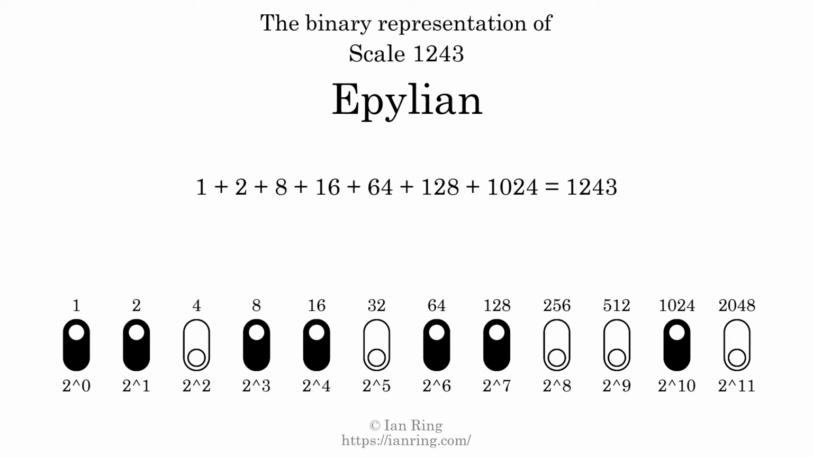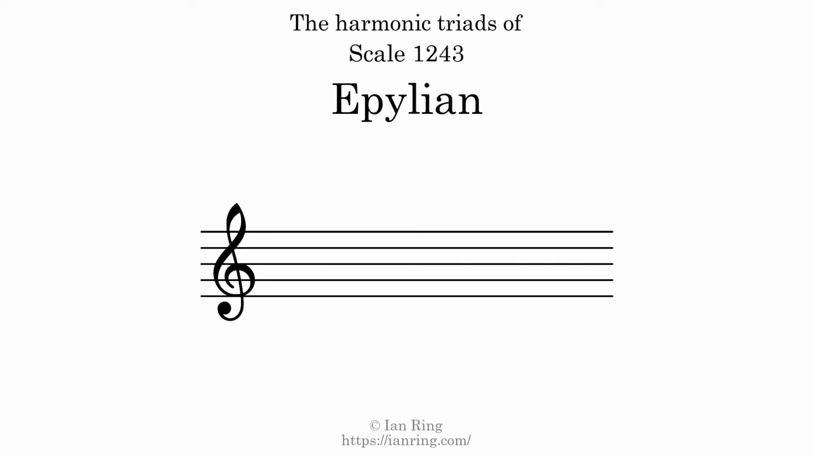1243. The scale number not only enumerates the scale with a unique index, but it also literally describes the tonal content of the scale. Represented as a binary number in base 2, the scale number is 010011011011.